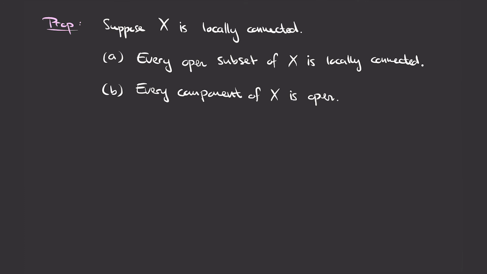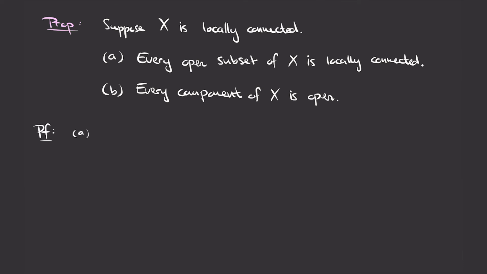Next, we'll show some properties for locally connected spaces. The first one is that every open subset of a locally connected space X is again locally connected. This essentially says that being locally connected is a local property because it's inherited down to open subsets. The second property says that every component of X is open if X is a locally connected space. We've seen that components of a topological space are always closed. However, when that space is in addition locally connected, then components also become open. Okay, so let's prove these two properties.